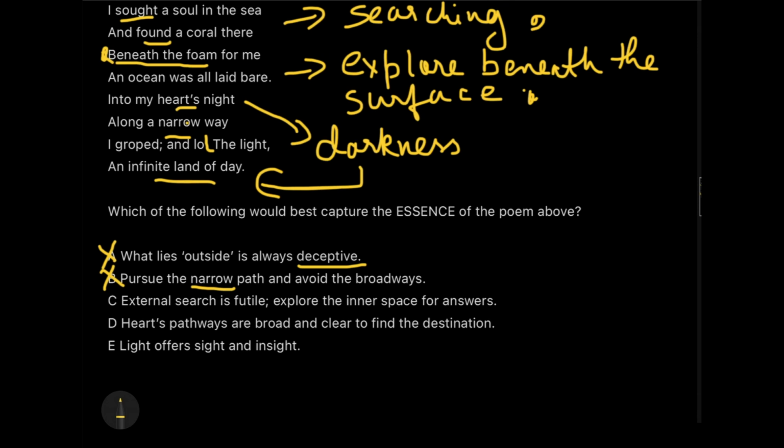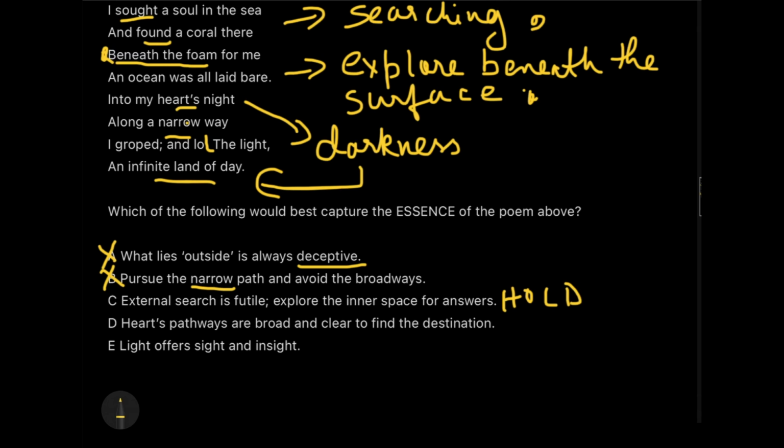Okay, search is written as sought a soul. Explore is written as found a coral. Beneath the foam is actually significant of inner space. Okay, an ocean was laid bare. That is the significance of inner space. So guys, I have almost got an answer. So I will keep this on hold until I go and check options D and E as well.